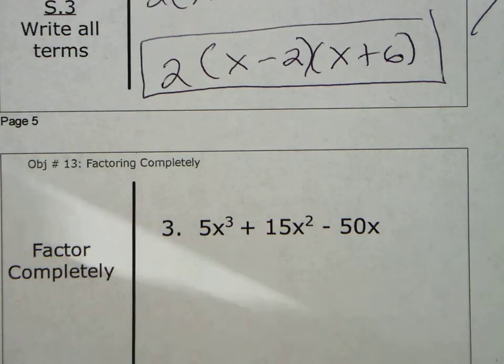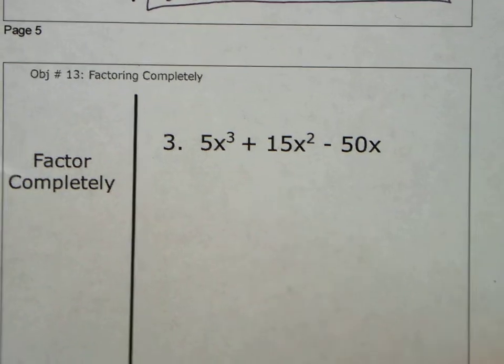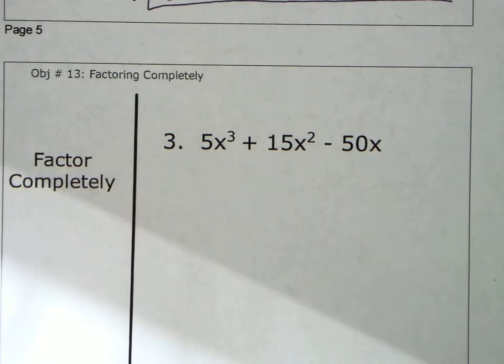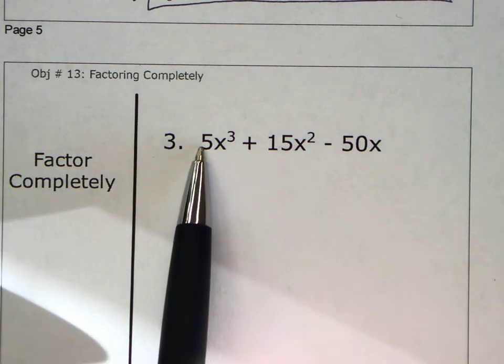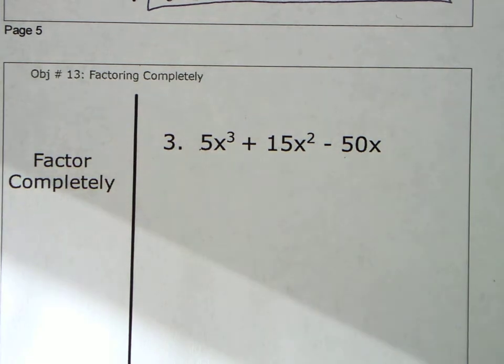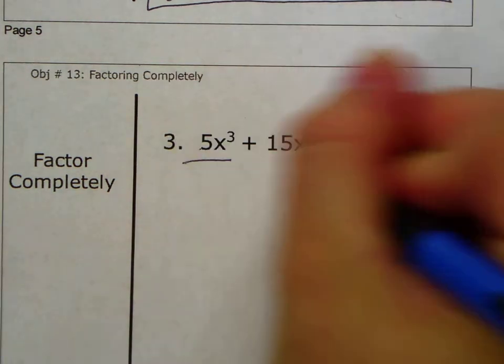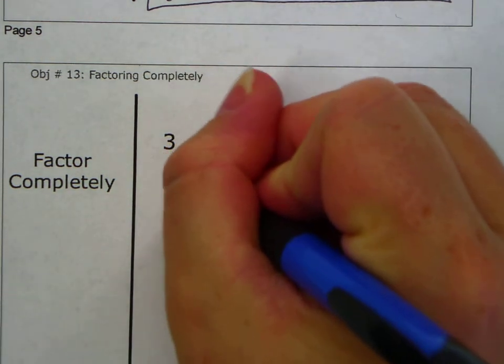Number 3. All right, this one's a little harder. Again, it's a factor completely, so we know we have to do GCF. What's the GCF of 5, 15, and 50? 5. But there's something else here. What else can we divide by?